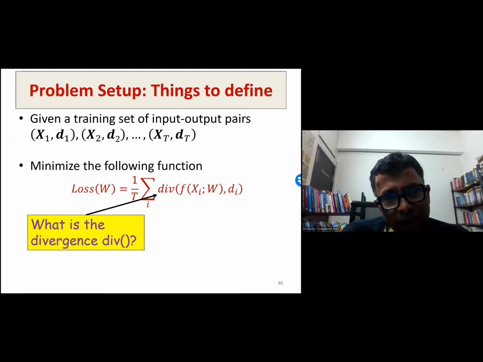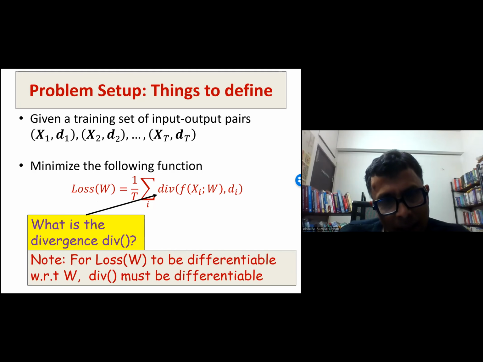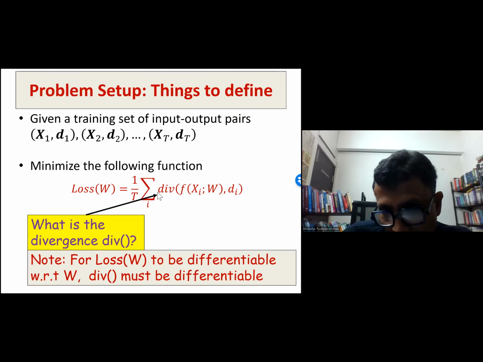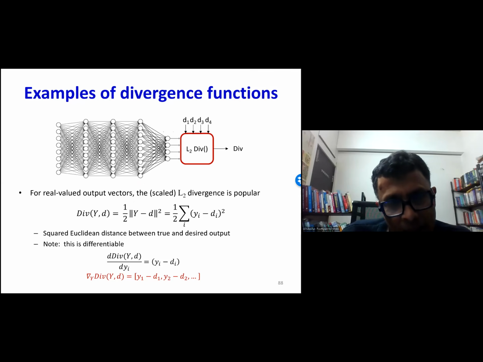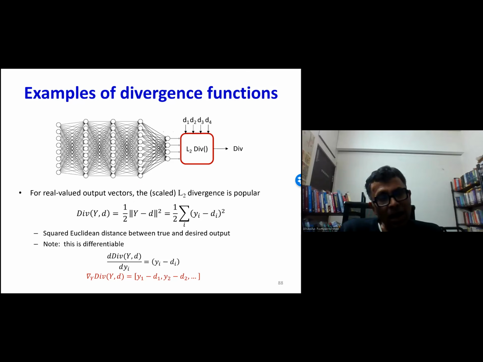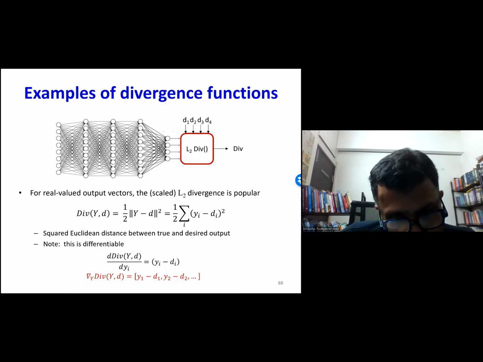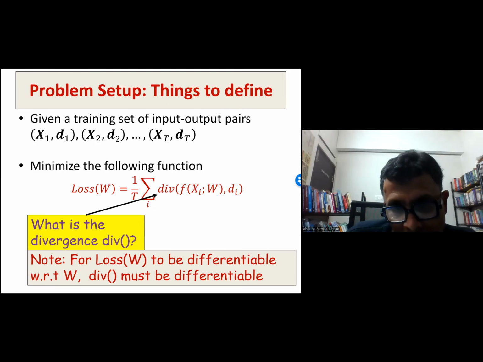So we have defined the inputs and outputs, and we've defined this function f. But we're now left with this last term, which is the divergence. What is this divergence? For the loss to be differentiable, if you want to use gradient descent, that means this divergence function must also be differentiable in addition to the activation function. So the divergence is going to be a differentiable function that is 0 when both of its arguments are identical and always positive otherwise.